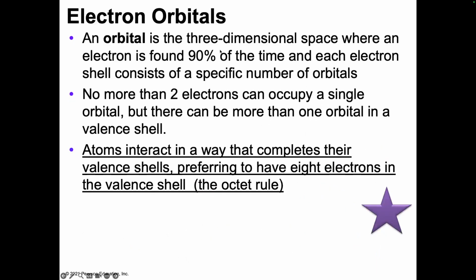Electron orbitals are three-dimensional spaces where an electron is found 90% of the time, and each electron shell consists of a specific number of orbitals. No more than 2 electrons can occupy a single orbital, but there can be more than one orbital in the valence shell. Atoms interact in a way that completes their valence shells, preferring to have 8 electrons in the valence shell, and that satisfies the octet rule.